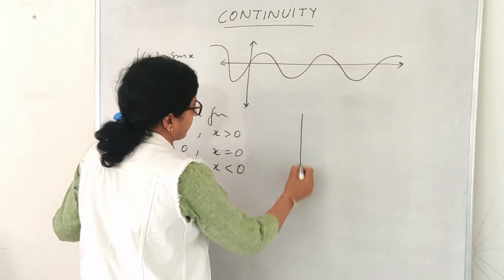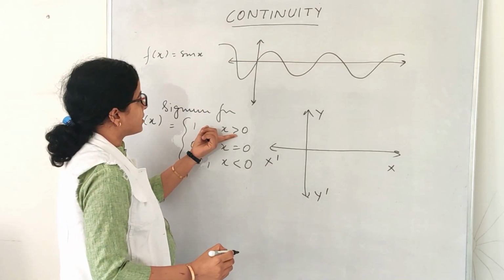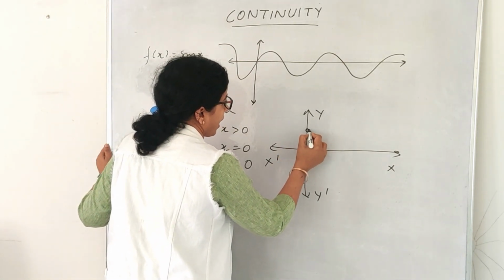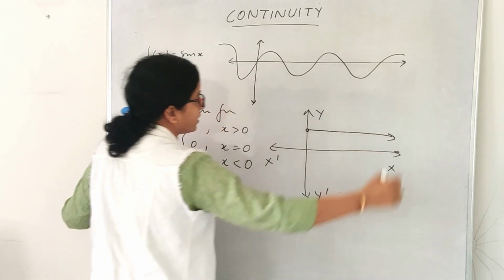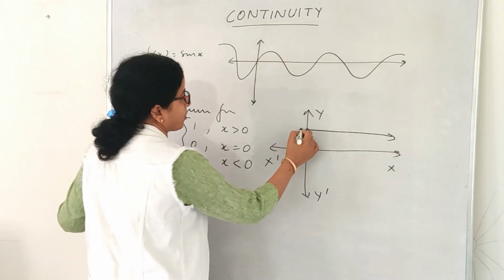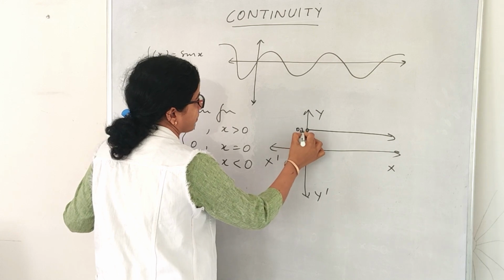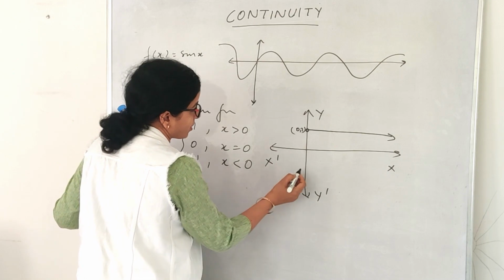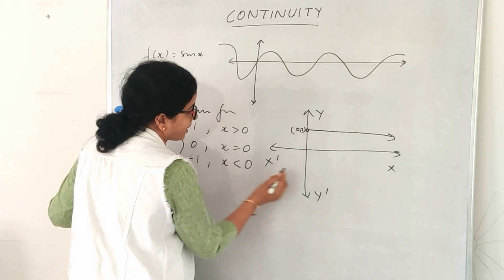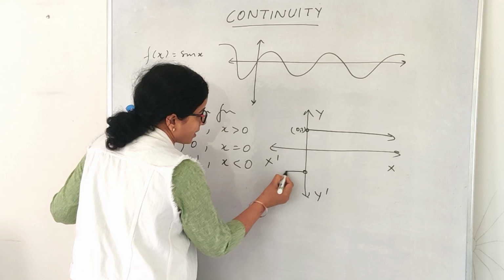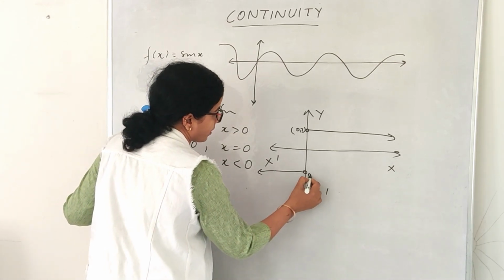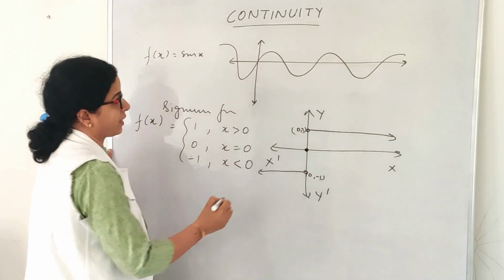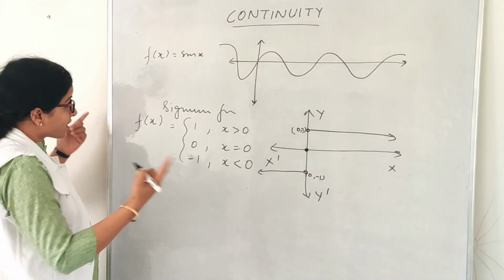So let us take the graph of this function. For x greater than 0, it is 1. So 0 is not included, and for all the values greater, it is 1, right? So here is 1. Now it is minus 1 whenever x is less than 0. So minus 1 means less than 0, this side. So here it is minus 1, right? And at 0 the point value is 0. So this point, correct?